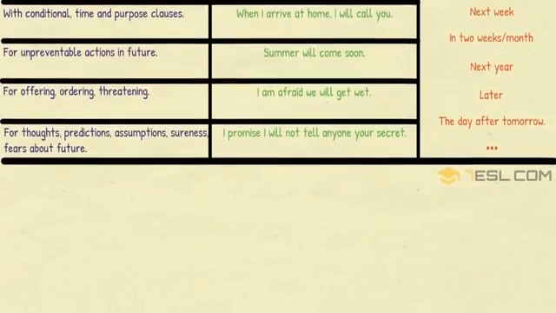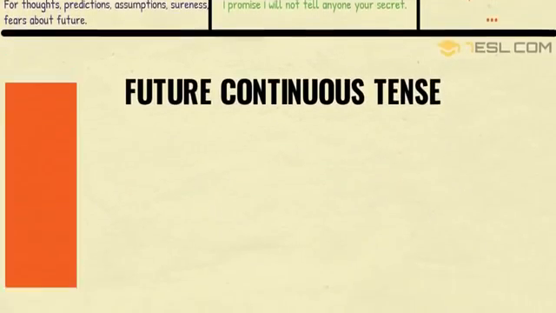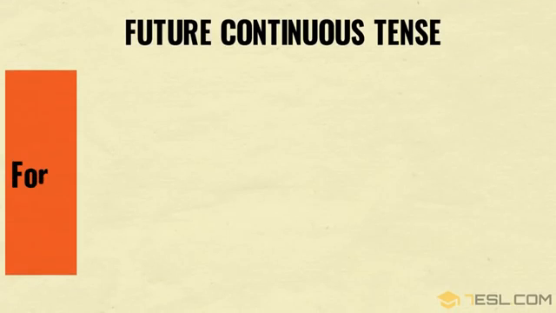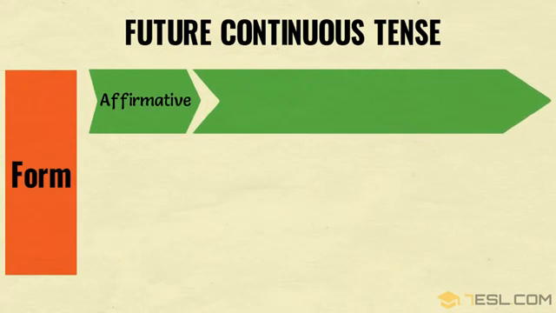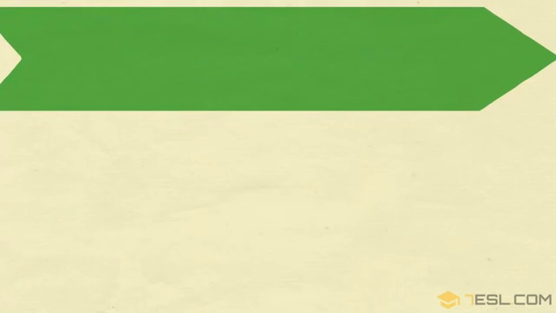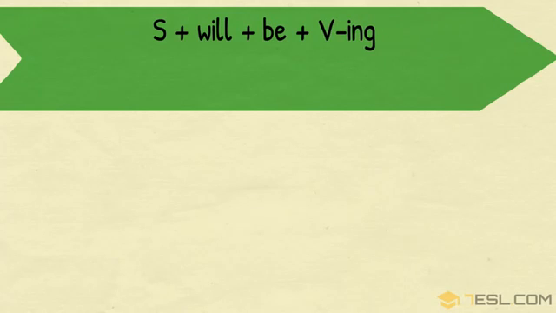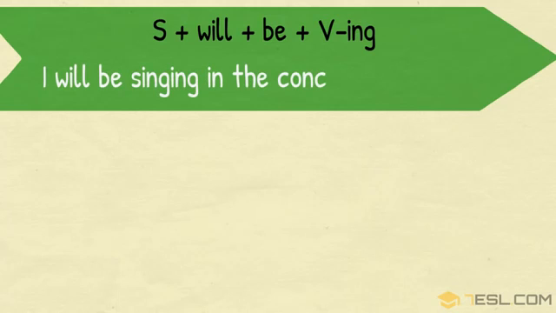Future continuous tense. Form. Affirmative. Subject plus will plus be plus verb ing. I will be singing in the concert tomorrow.